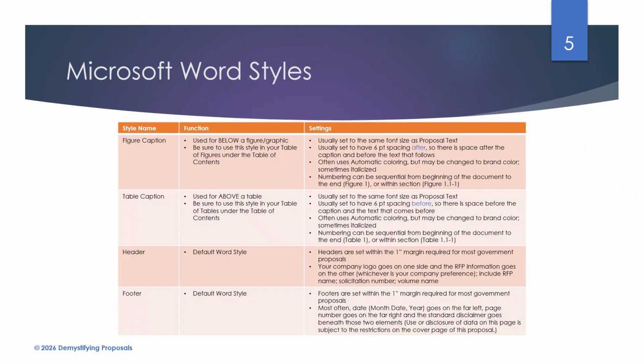There is a default Word style called caption, but we recommend that you set up a figure caption. This is used below a figure and a graphic, and you usually use 6-point spacing after. You can use the same font as proposal text, or if you're allowed to vary your font for tables, you can potentially use your figure caption in the same font. It really depends on what your RFP requirements are, so be careful that way, but it's something to think about.